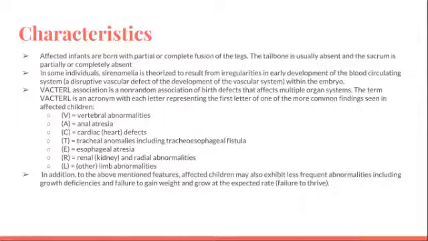VACTERL association is a non-random association of birth defects that affects multiple organ systems. The term VACTERL is an acronym with each letter representing the first letter of one of the more common findings seen in affected children. V. Vertebral abnormalities. A. Anal atresia. C. Cardiac defects. T. Tracheal anomalies, including tracheoesophageal fistula. E. Esophageal atresia. R. Renal and radial abnormalities.